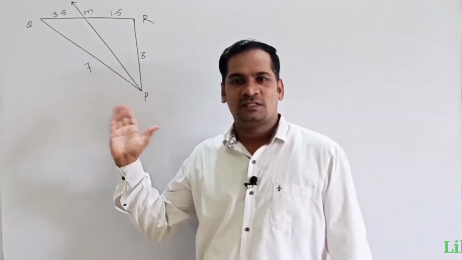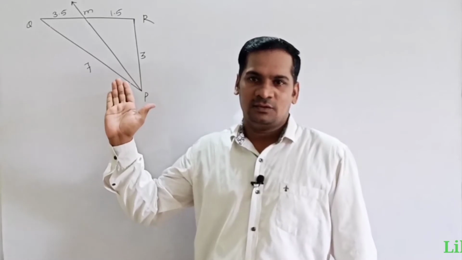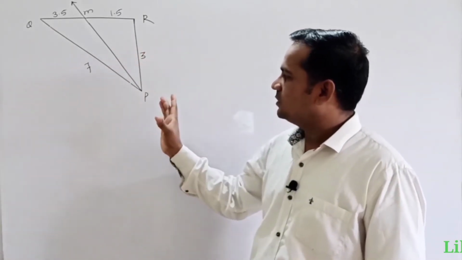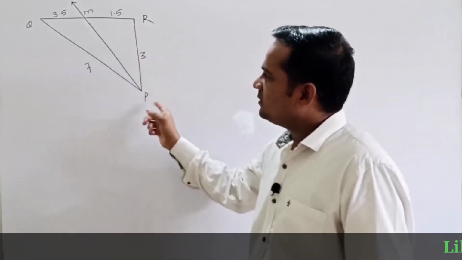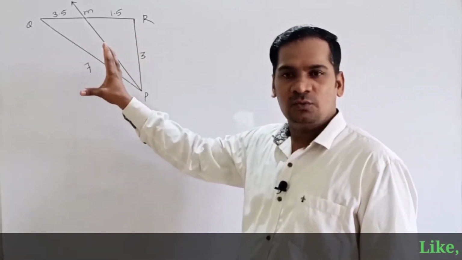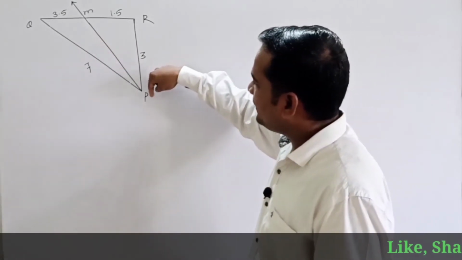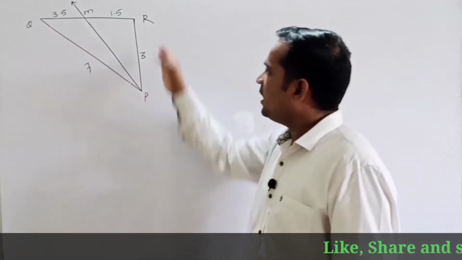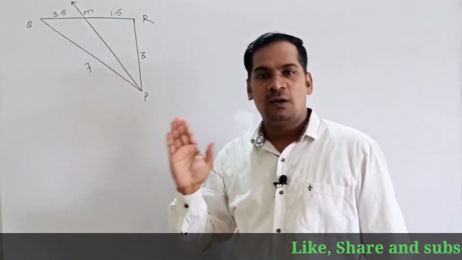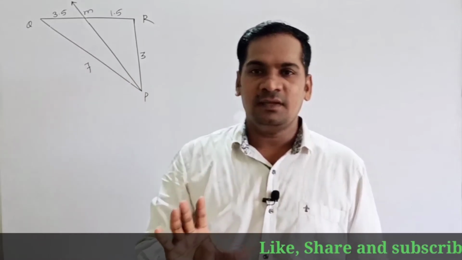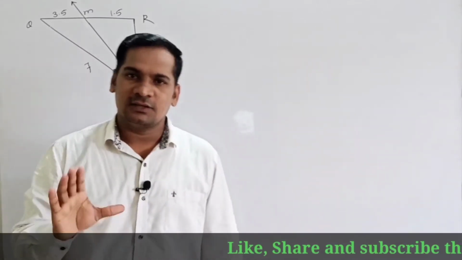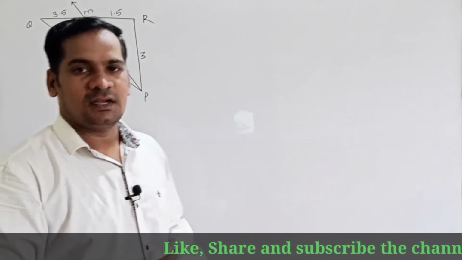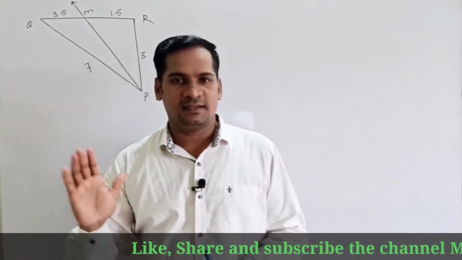So this is question number 1. Now this is the first sum of question number 1, in which triangle PQR is given and we have to find out whether this ray PM is the bisector of angle QPR or not. So how to find out that? For that purpose we have to use the converse of the angle bisector theorem.